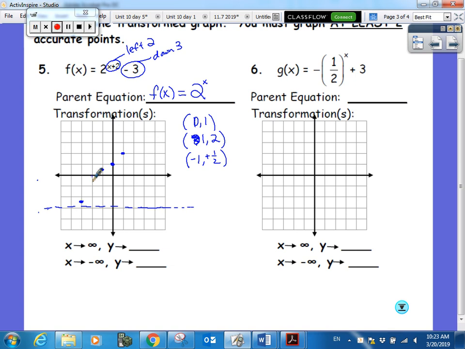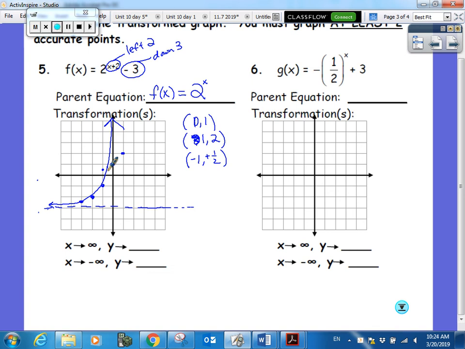Left 2, down 1, 2, 3. And left 2, down 1, 2, 3. So there's my new points. If you don't want to graph the parent function points, you don't have to. I just like graphing them because I think it's easier. If you want to graph both the parent function and the new one, you can. Just be sure that you label which one is which.